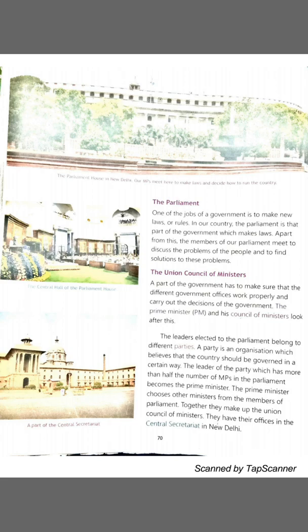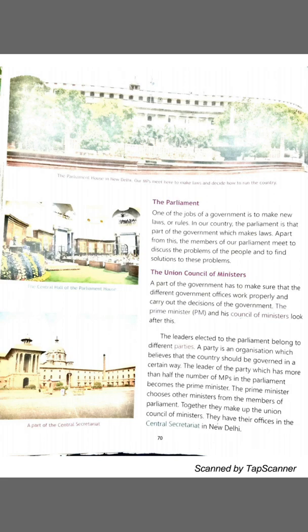Then comes the Union Council of Ministers. What do you mean by Union Council of Ministers? A part of the government is to make sure that the different government offices work properly and that they are carrying out the decisions formed by the government. The Prime Minister and his Council of Ministers take care of all such matters.